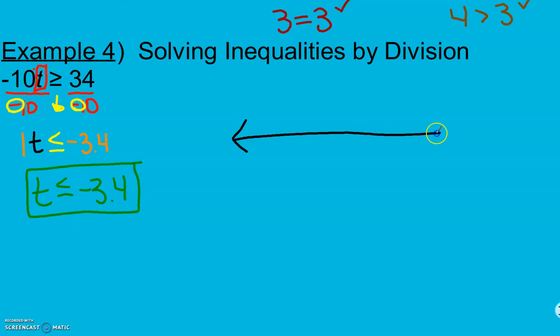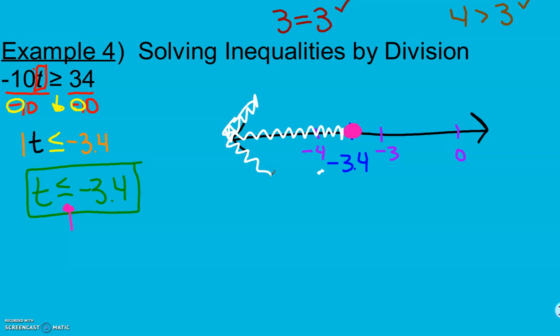As far as our graph goes, I'm going to put that boundary point on my graph, negative 3.4. I want the next number bigger, negative 3, and the next integer smaller, negative 4. I also want 0 on my graph. We put a circle at our boundary point here, the negative 3.4, and if I look, it's equal to, which means I fill in my circle. We want numbers that are less than negative 3.4, like negative 4. So we shade everything on this side to the left of negative 3.4.